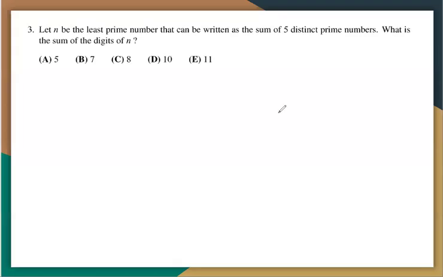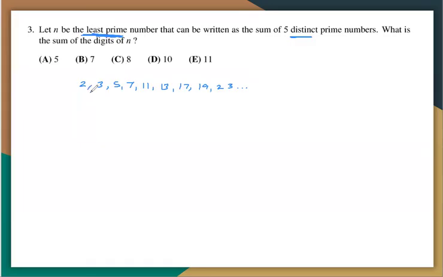So number 3: let n be the least prime number that can be written as the sum of 5 distinct prime numbers. What is the sum of the digits of the value of n? So let's list the smaller prime numbers: 2, 3, 5, 7, 11, 13, 17, 19, and 23, and we'll continue. So we want to find the least prime number you get when you add 5 different prime numbers.